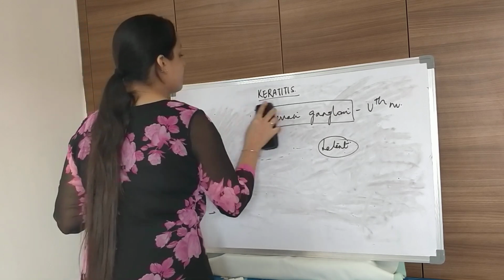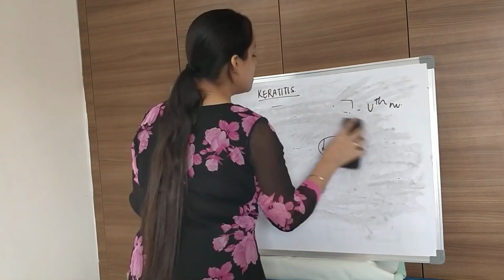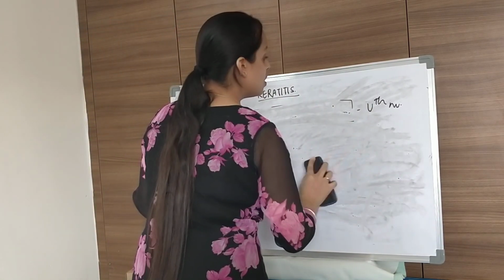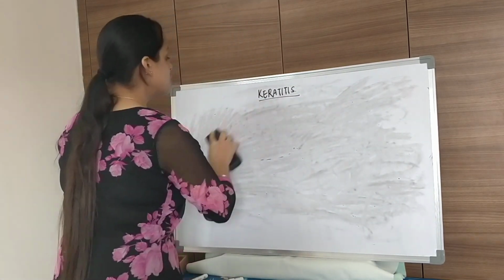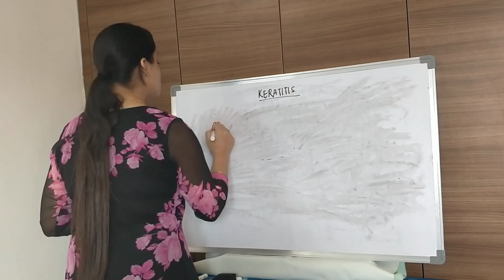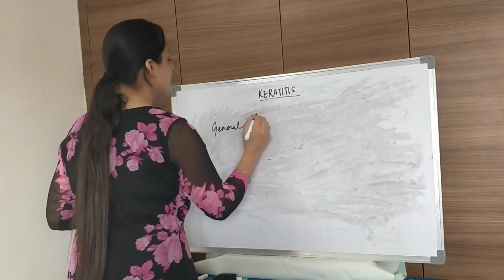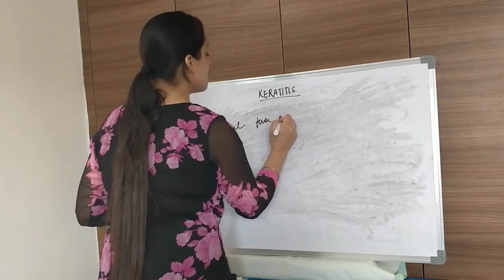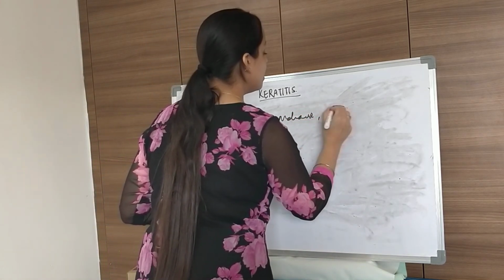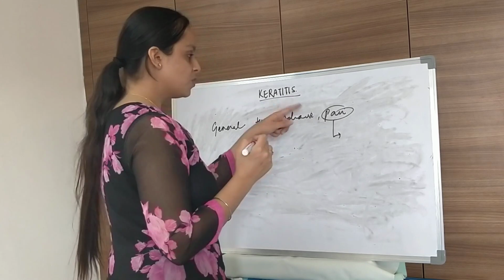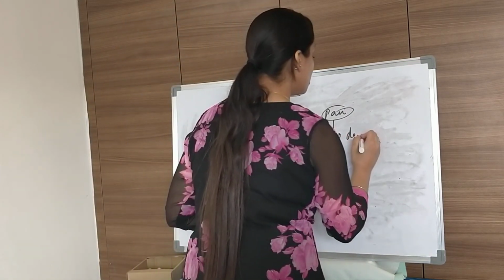Okay, now how will this herpes zoster ophthalmicus manifest? So there are some general features as in the systemic features. So first there will be fever, malaise, pain. Okay, and why I am telling you all this, that this pain is very characteristic because this pain has dermatomal distribution.